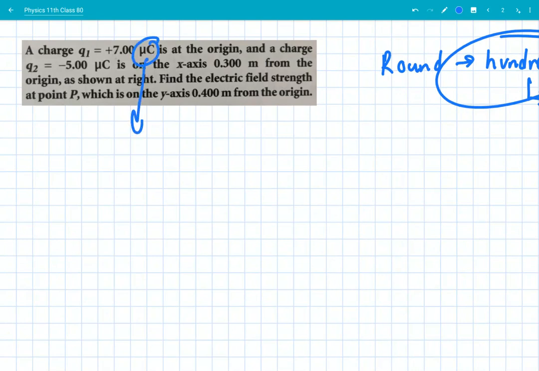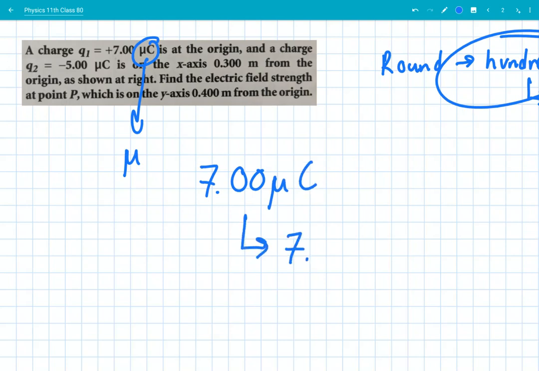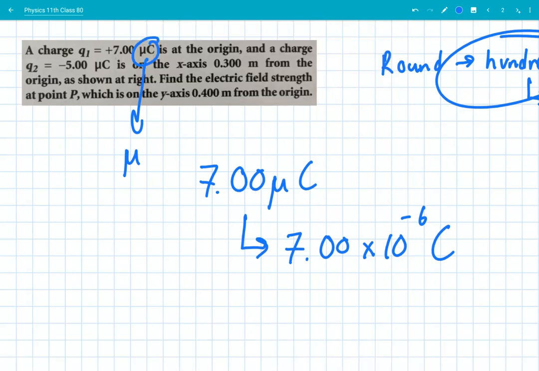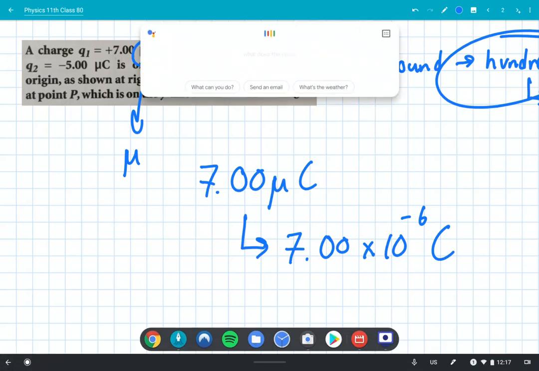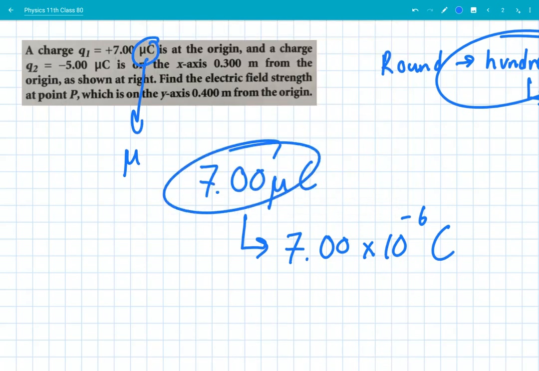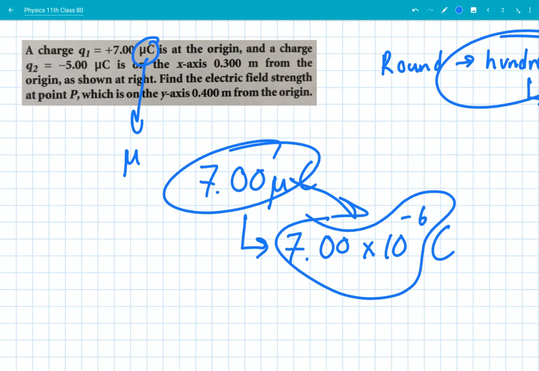Now let's talk about this symbol right here really quick. You guys see that right there? That is the symbol for micro. So if I have 7.00 microcoulombs, that's the same as saying 7.00 times 10 to the negative 6 coulombs. Let me corroborate that. What does the micro prefix represent? According to Wikipedia, micro is a unit prefix in the metric system denoting a factor of 10 to the minus 6. So when you see this number in your problem, this is the number that you're going to use in the calculator, 7.00 times 10 to the negative 6. Similar for this number here. So keep that in mind.